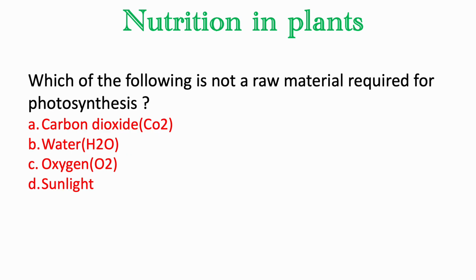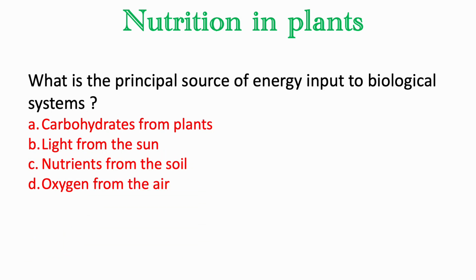Next, which of the following is not a raw material required for photosynthesis? Option A, carbon dioxide, B, water, C, oxygen, and D, sunlight. Correct answer is option C, oxygen. Next, what is the principal source of energy input to biological systems? Option, carbohydrate from plants, light from the sun, nutrients from the soil, oxygen from the air. Correct answer is option B, light from the sun.